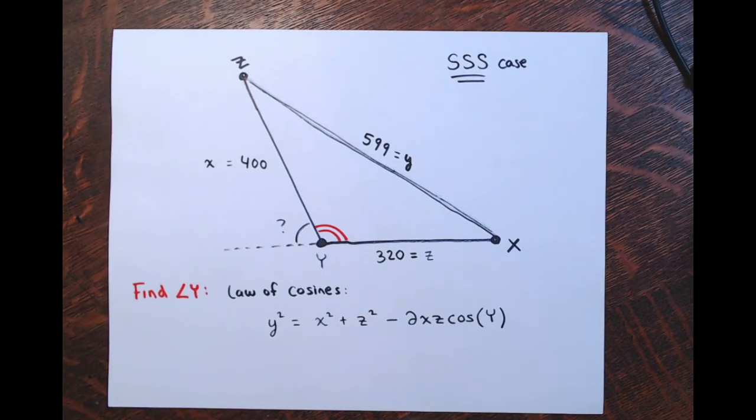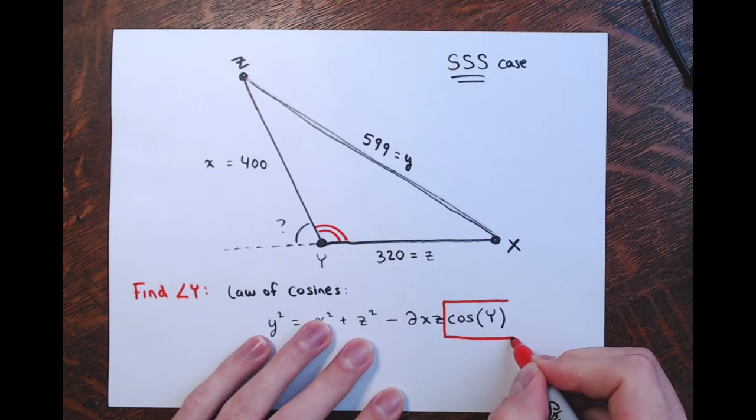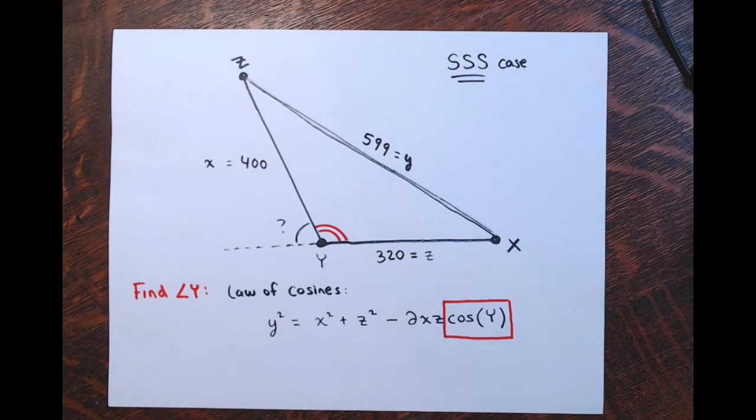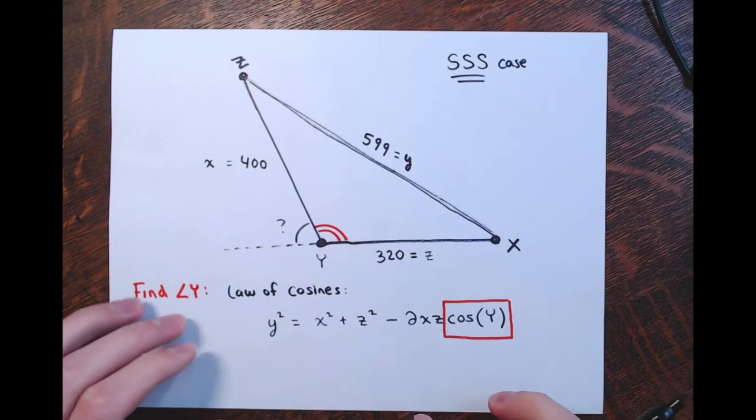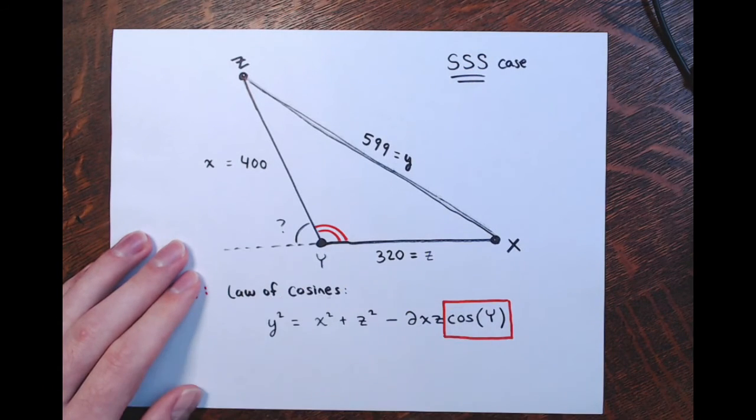Now, if I'm trying to find angle y, I'm eventually going to need to get this cosine of y by itself. So hopefully you can follow the algebra here. What I could do is add the 2xz cosine y, subtract y squared, and then divide by 2xz. And that'll get the cosine of y alone. So we can get this. This is another version of the law of cosines if you want to solve for the angle.